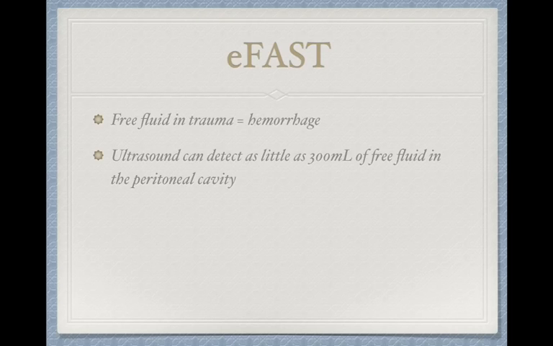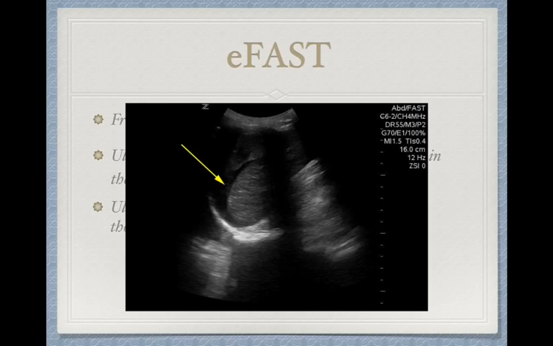As you get better at ultrasound and you're incorporating multiple views into your assessment, it's been described that ultrasound can detect as little as 300 milliliters of free fluid within the peritoneal cavity. So here's an example of a positive left upper quadrant. I'll zoom in here a bit. Here's your diaphragm, this bright white structure here. This is your spleen. And where this yellow arrow is pointed is fluid in that subphrenic space.